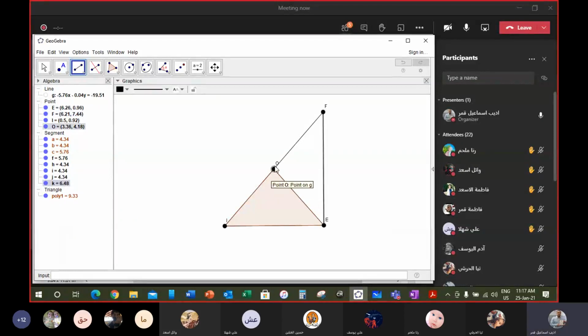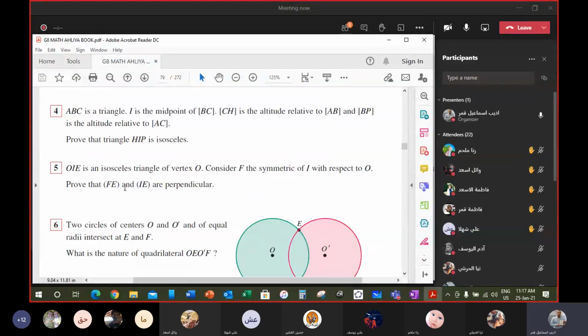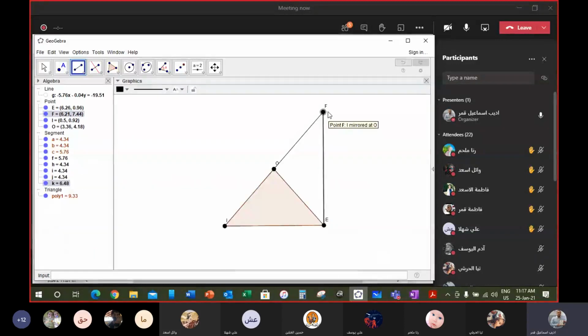عم يرجع يقول لي بالسؤال prove that FE and IE are perpendicular. Prove that FE and IE are perpendicular. FE and IE بدنا نبرهنهم شو؟ perpendicular.